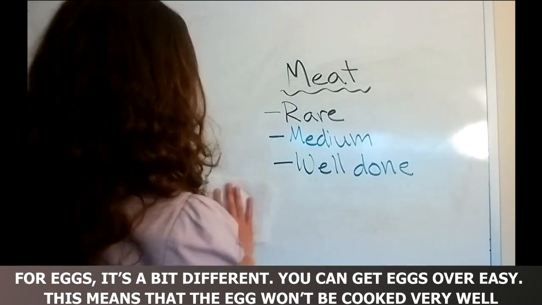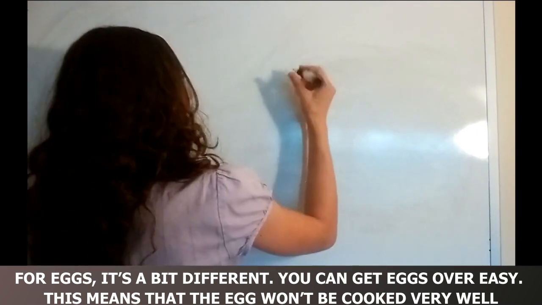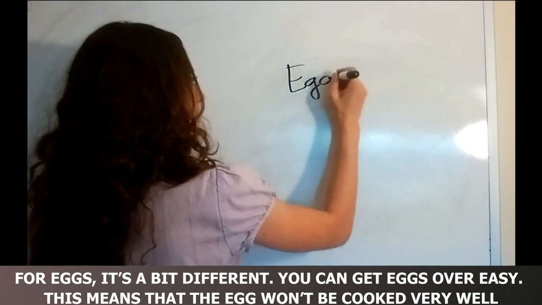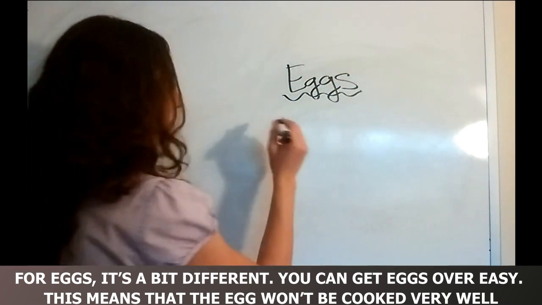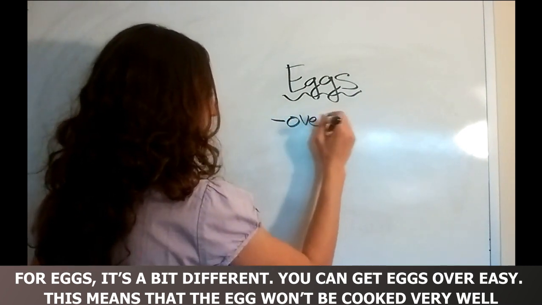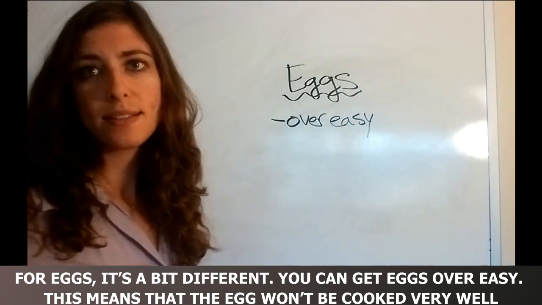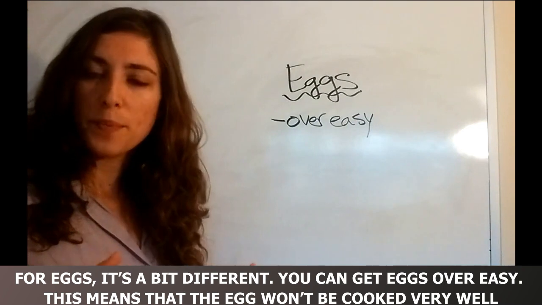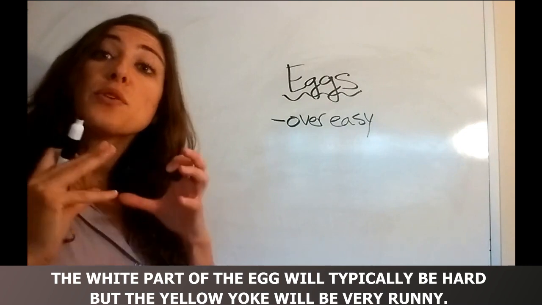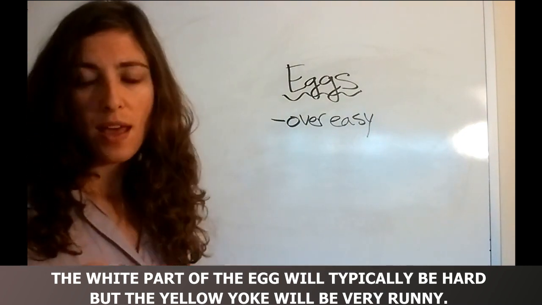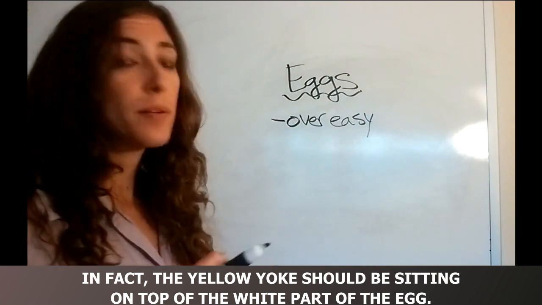For eggs, it's a bit different. You can get eggs over easy. This means that the egg won't be cooked very well. The white part of the egg will typically be hard, but the yellow yolk will be very runny. In fact, the yellow yolk should be sitting on top of the white part of the egg.